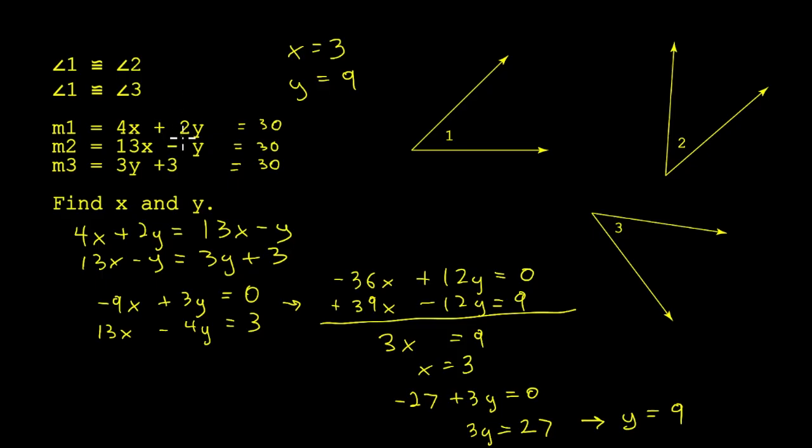If you're ever confused on how many equations you need, just think you have two variables, so you need two equations. We have three possible equations, M1 and M2, M1 and M3, M2 and M3. You only need two of them. Any two will do.